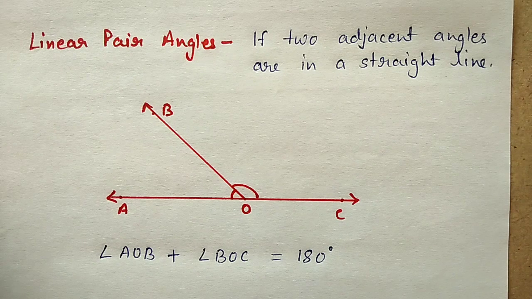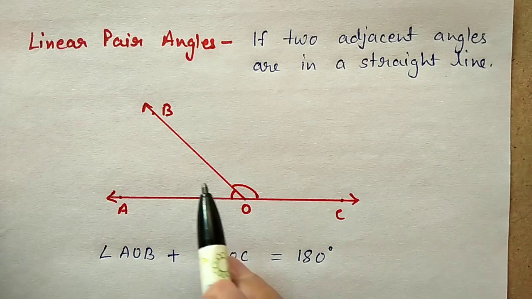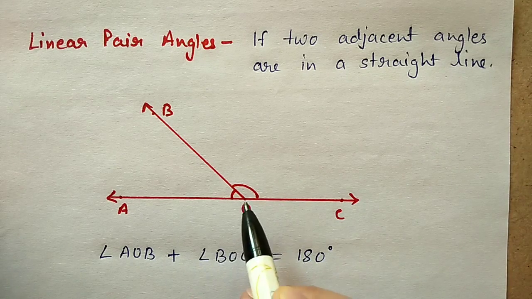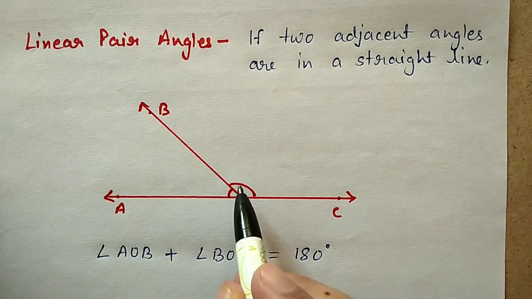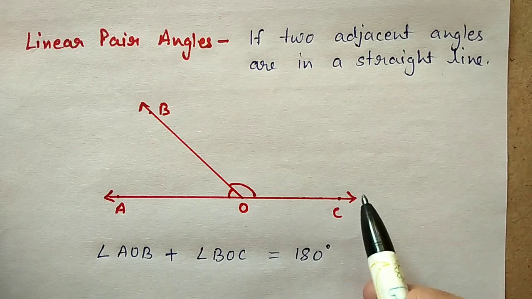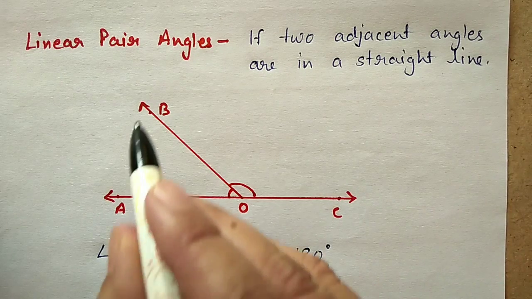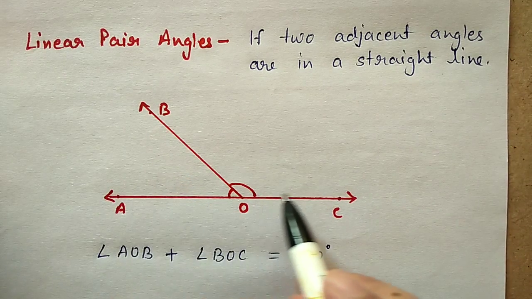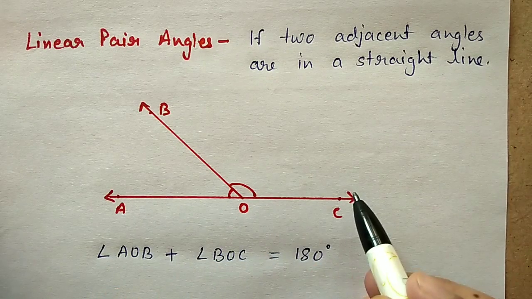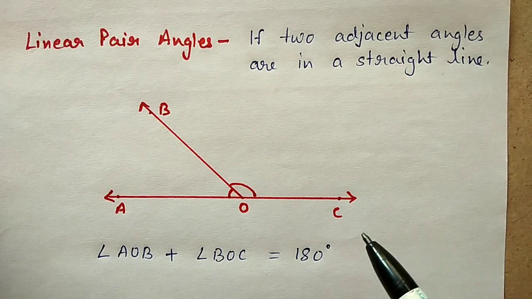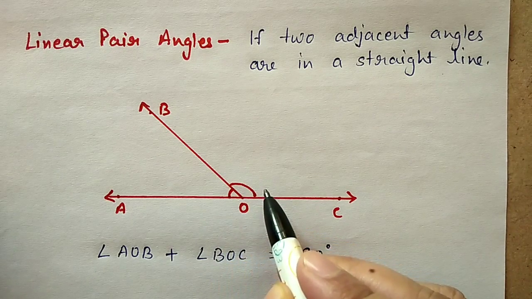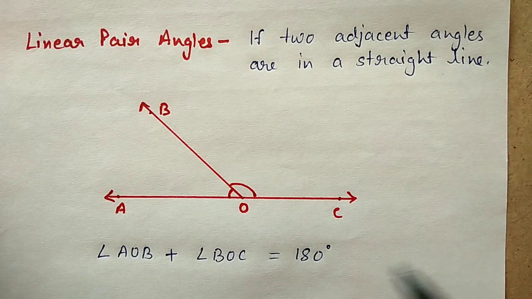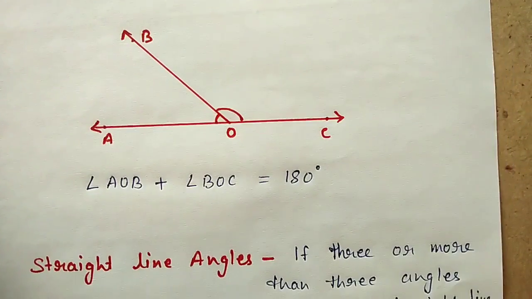Next, linear pair angle. If two angles are in a straight line, you can see these two angles are called adjacent angles also, because here O is the common vertex and OB is the common arm for these two angles. And we can say these two angles are straight line angles also, linear pair angles also, because these two angles are on a straight line. And we know the straight line angle is 180 degrees. So if we add this angle and this angle, it should come to 180 degrees. So we will use this result while doing questions in the exercise.